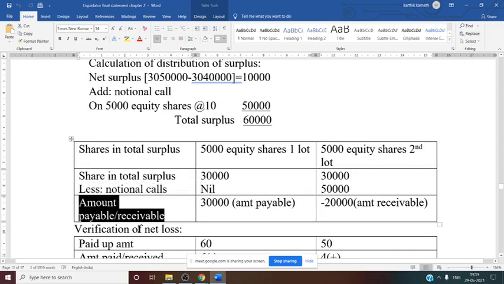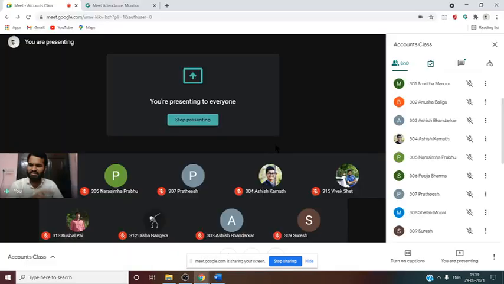So how to get this now? For the first lot, if you see maximum paid up value 60, there is no notional call at all. That means directly 30,000 is your amount payable. 30,000 minus 0, that is 30,000. That means here the liquidator is going to pay 30,000 to the equity shareholder. So this is very clear. This 30,000, what you have to do? You have to write in the payment side under equity shareholder.